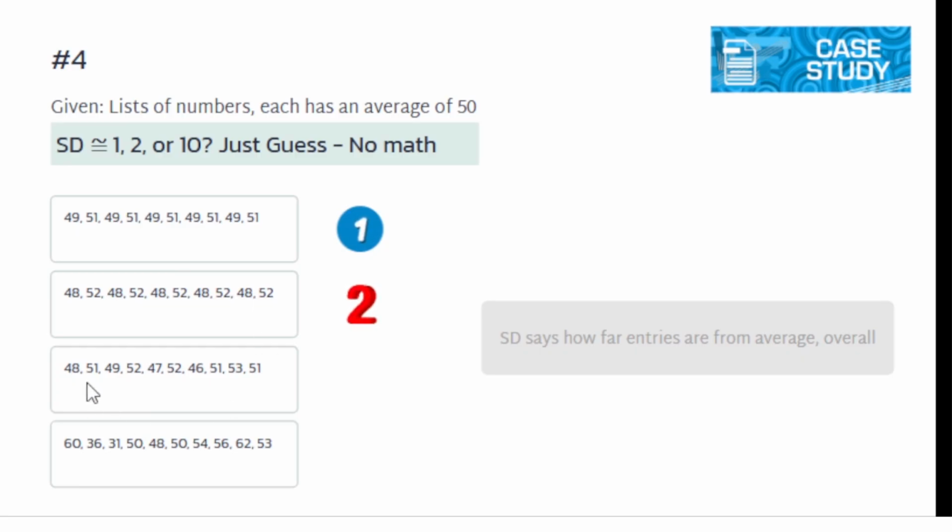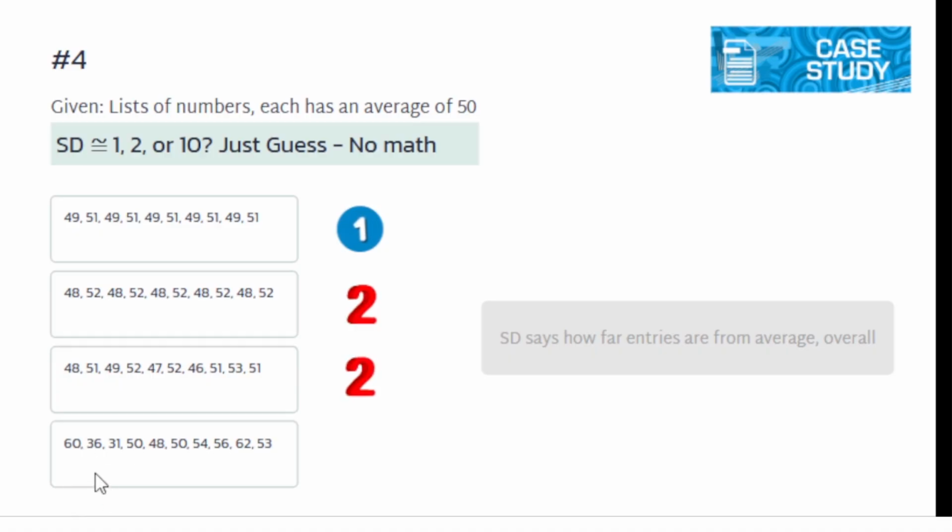Third one, 48, it's 2 under the average, 51, 1 above the average, 1 below, 2, 3, 2, 4, 1, 3, 1. Yeah, it's not equally spread, but if I had to guess, I would guess 2 without any math, because we have 2, we have 1, few of them are 3 up and down the average. So on average, if we had to put a number on the size of the deviation, on the standard deviation, then I would go for 2.